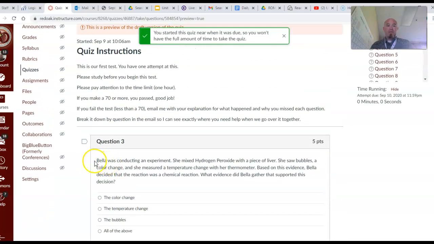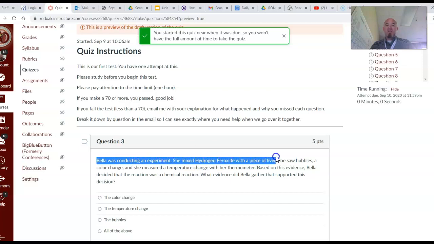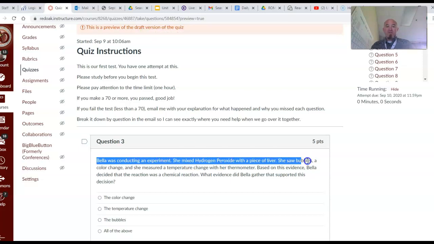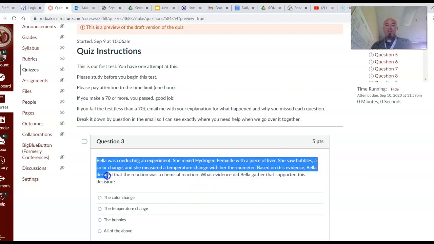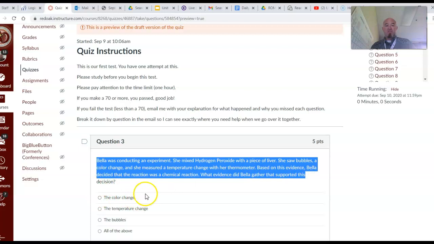Question 3. Bella was conducting an experiment. She mixed hydrogen peroxide with a piece of liver. She saw bubbles, a color change, and she measured a temperature change with her thermometer. Based on this evidence, Bella decided that the reaction was a chemical reaction. What evidence did Bella gather that supported this decision?